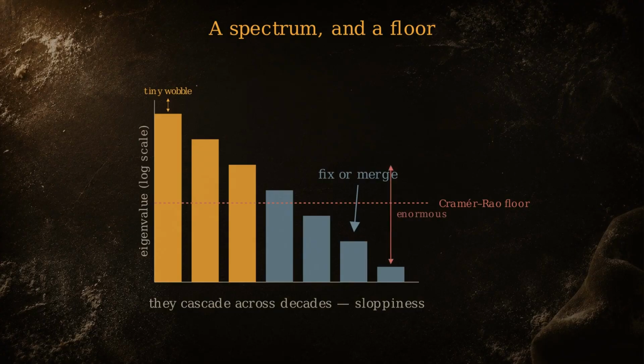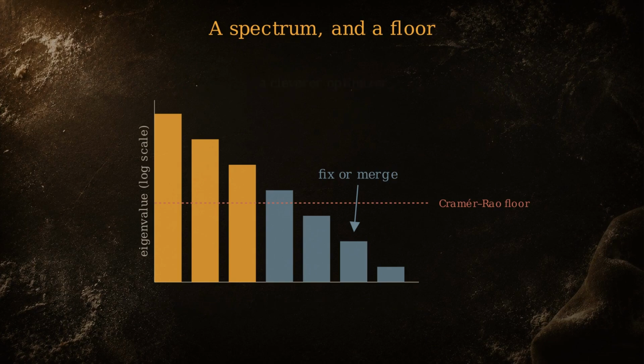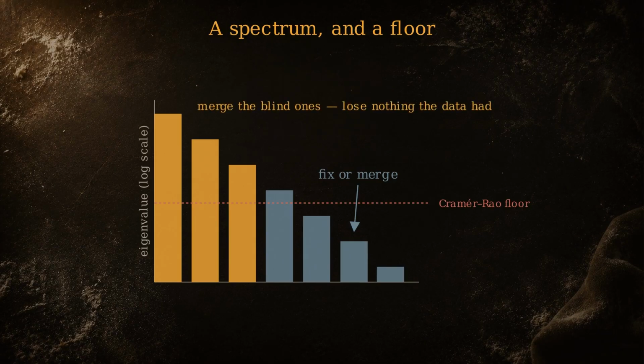And here is the headline, the one thing to carry out of this whole video. A direction at the bottom of that tail is flat before you fit anything. No clever optimizer reaches it. No fancier algorithm reaches it. More loaves from the same recipe, baked the same way, do not reach it. There is a hard floor on how well any method can do: the Cramér-Rao bound.